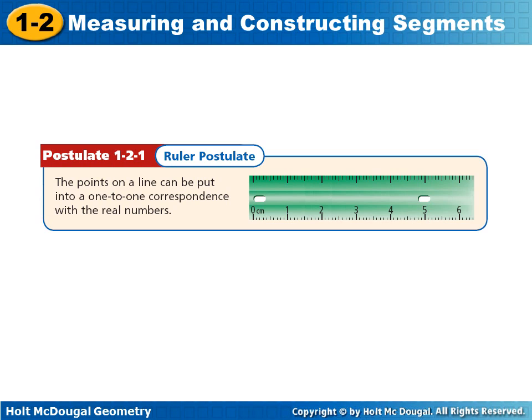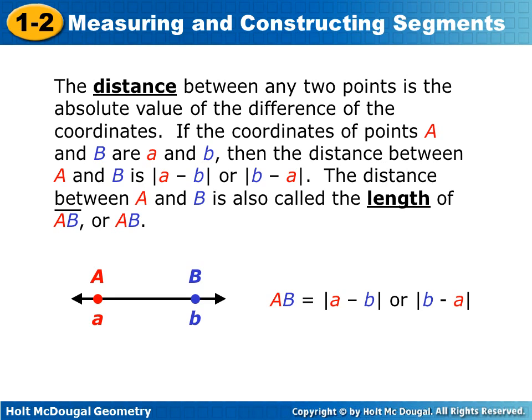The points on a line can be put into a one-to-one correspondence with real numbers. That means that every line has one length. The distance between any 2 points is the absolute value of the difference of the coordinates. If the coordinates of points A and B are little a and little b, then the distance between A and B is a minus b, or b minus a. The distance between A and B is also called the length of segment AB, or AB.